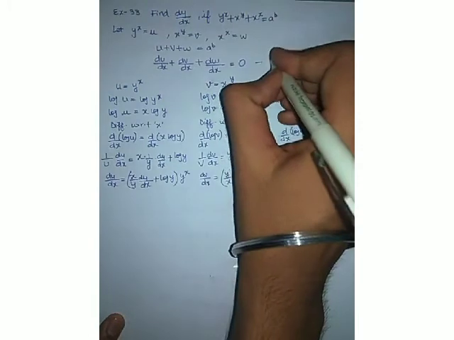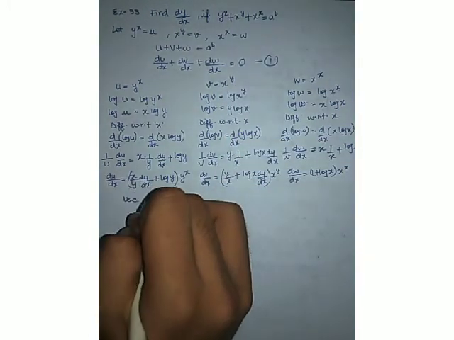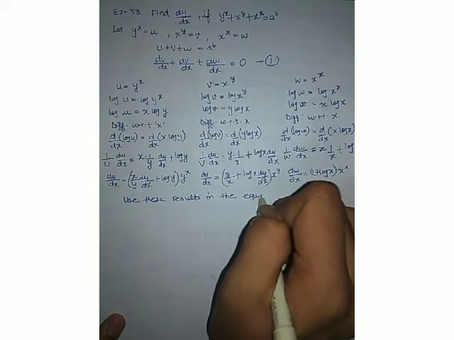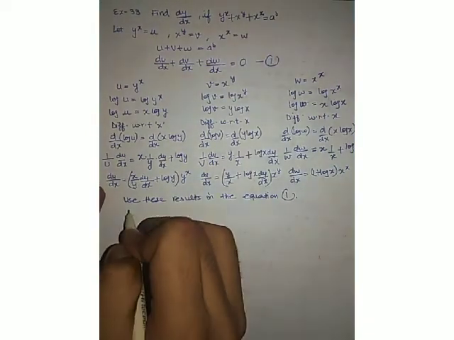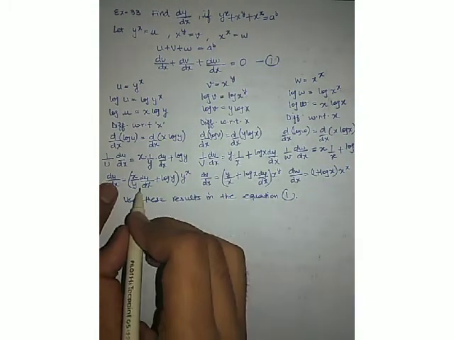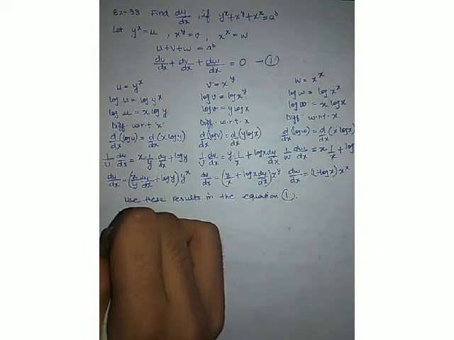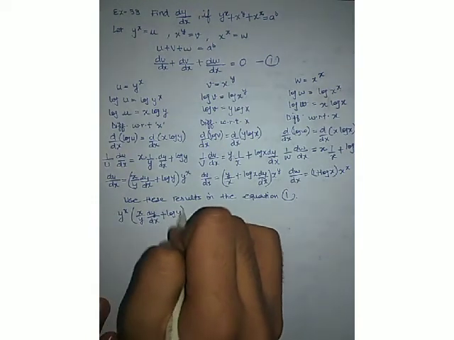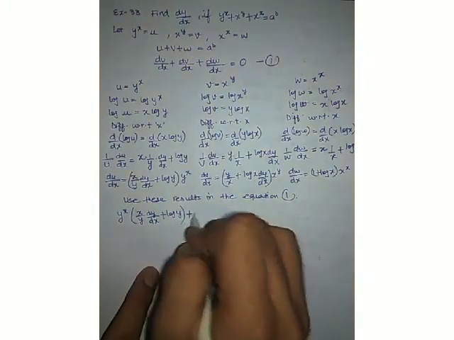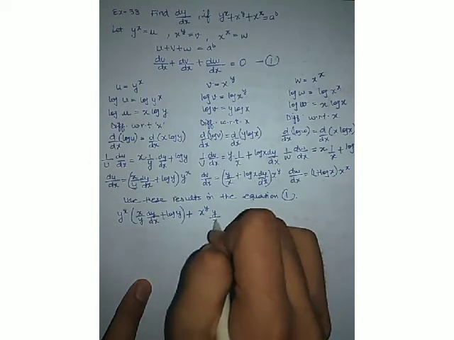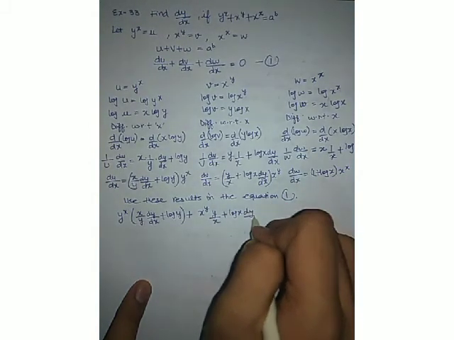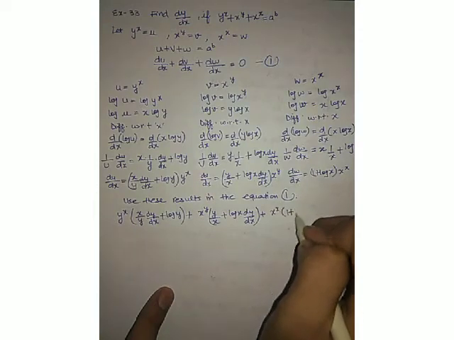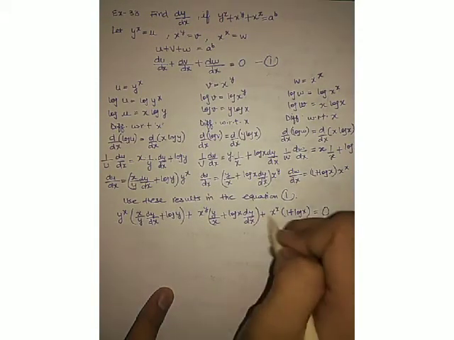Now just put these results in equation 1. Use these results in equation 1. So du upon dx plus dv upon dx plus dw upon dx. Now add all these results. You will get y raised to power x, x upon y dy upon dx plus log of y. We have filled the value of du upon dx. Clear? Now plus dv upon dx, that is x raised to power y, y upon x plus log of x dy upon dx. dv upon dx is also done. Then dw upon dx, x raised to power x, 1 plus log of x. And what is it equal to? That is equal to 0.